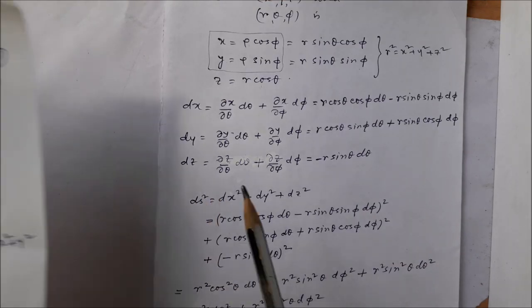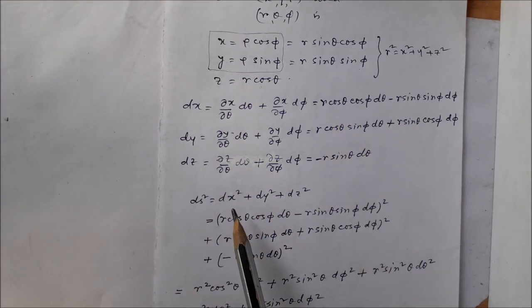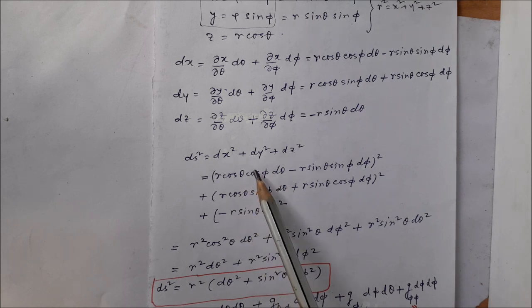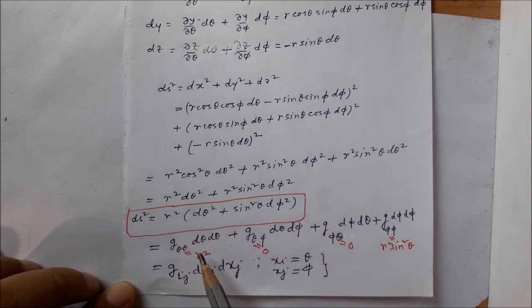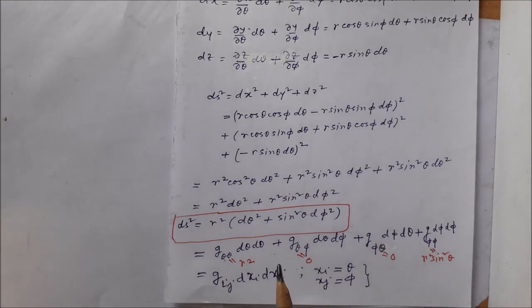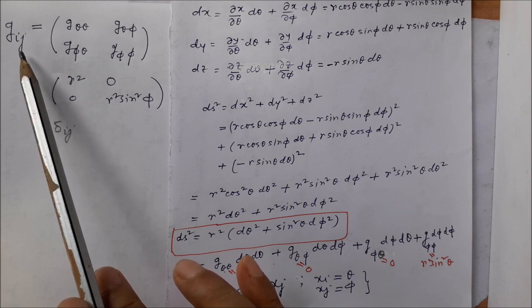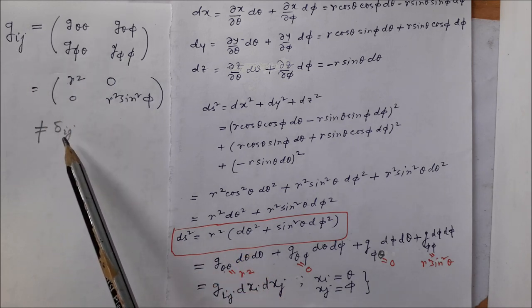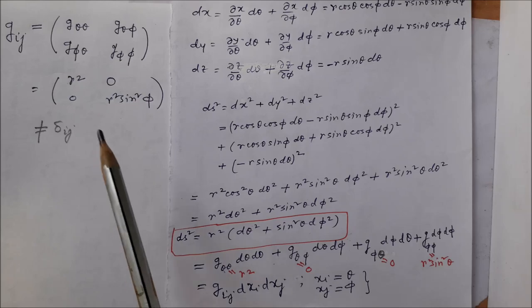Now the metric ds squared is dx square plus dy square plus dz square. And if we put these relations correctly, what we get is this one, which on simplification gives this result for the metric or the distance square. A look at this expression shows that there are no cross terms, and we can expand it and write it with the help of these metric tensor elements. When these terms are clubbed, we get this matrix which represents g_ij, the metric tensor, and obviously this is not equal to Kronecker delta, meaning that it is a non-Euclidean metric, though the space is Euclidean.